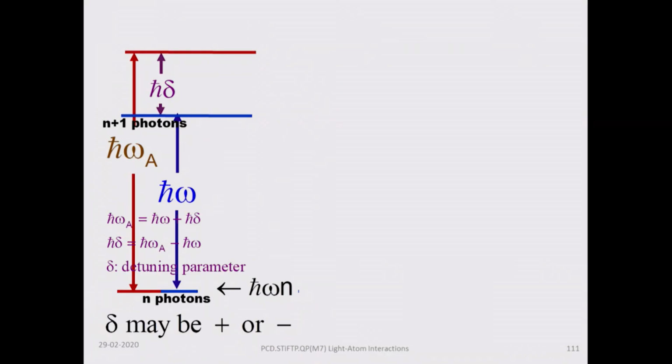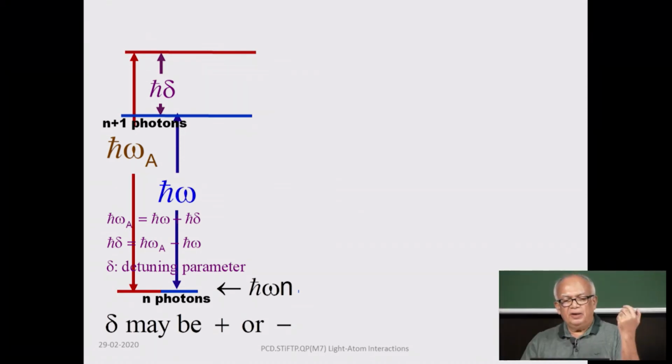Okay? So, here is a picture of the energy level diagram. So, you can have n photons in this state and n plus 1 photons in this state. The energy difference between the atom's excited state and the ground state, which is h cross omega a, may or may not be equal to this. It will be equal to that only at resonance, otherwise it will be away from resonance, right.